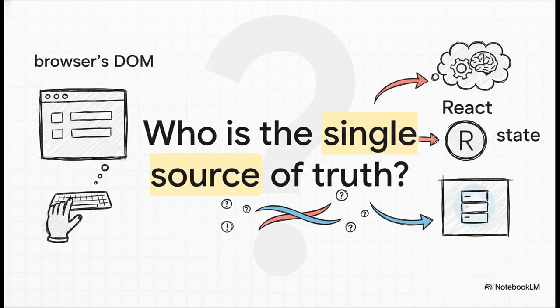Okay, so let's dive right in with the central question. When a user types into a form field, where does that information actually live? Who is the single source of truth? You've basically got two choices. Does the data live in the browser's DOM, the way HTML has always worked? Or is it managed directly by your React state? And believe me, this one decision changes absolutely everything.